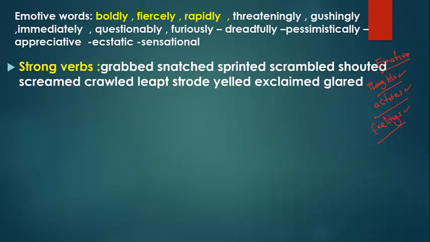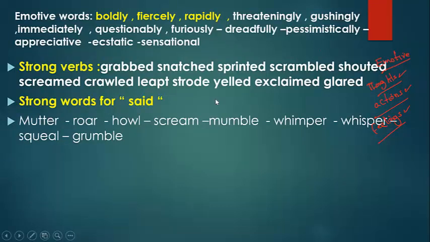Strong verbs like grabbed. Mohammed Mahrous, read. Grabbed, snatched, sprinted, scrambled, shouted, screamed, growled, leaped, strode, yelled, exclaimed, glared. Okay, thank you. Last list is some alternatives for the word said. Don't write said, said always. Mom said, dad said, Ahmed said. Okay, Salma, you can use this different bunch of words. Read, Salma. Mutter, roar, howl, scream, mumble, whimper, whisper, squeal, grumble. Okay, thank you. Look at this example.